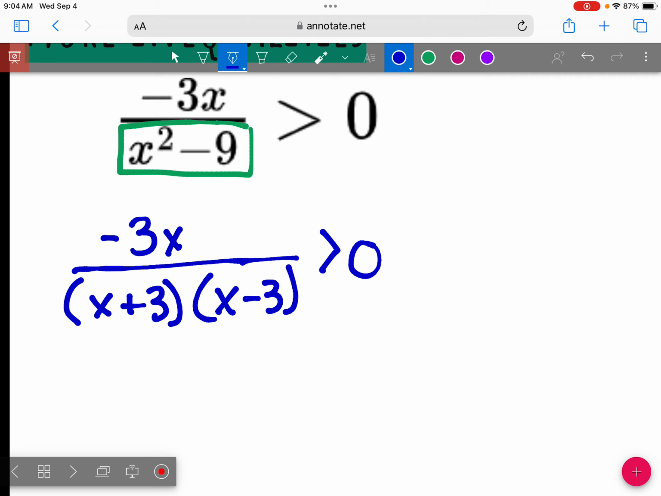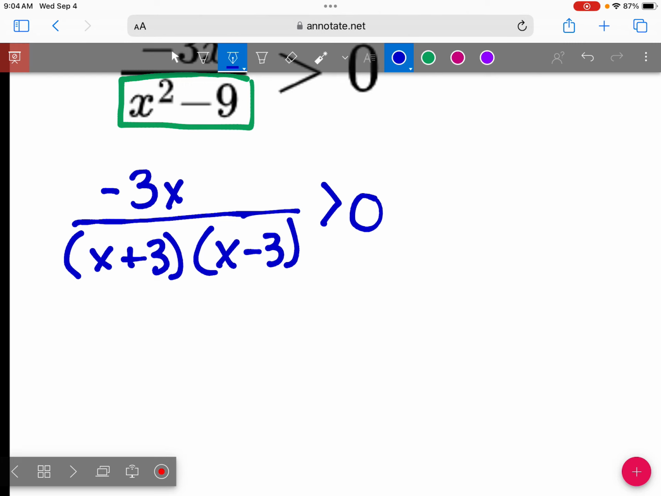Okay, so we have everything factored. Let's find our zeros. What are our roots or our zeros? We have 3, and we have negative 3. Anything else? And 0. So we got to take all of our pieces. This numerator has one too. Minus 3 times x. So we have a root at 0 as well. Any place there's an x, we have a root.